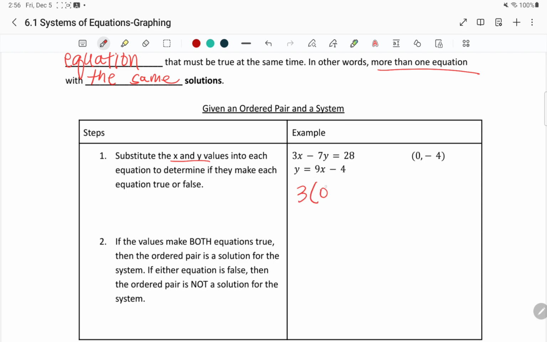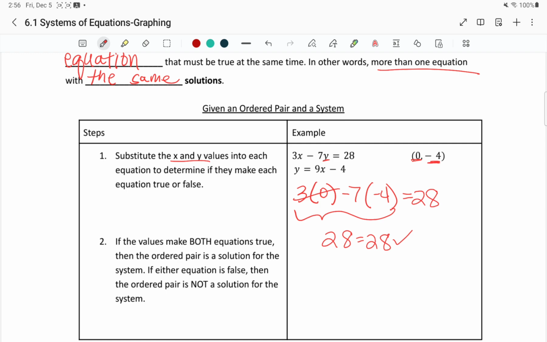3 times x, well, instead of x, I'm going to put 0 because that's my x value. Minus 7 times -4, because that's my y value, so I'm going to plug that in for y, equals 28. And then I go into my calculator and I plug this whole piece in. 3 times 0 is 0. -7 times -4 is positive 28. So I'm good. But I need to do that one more time because in a system they both have to work.